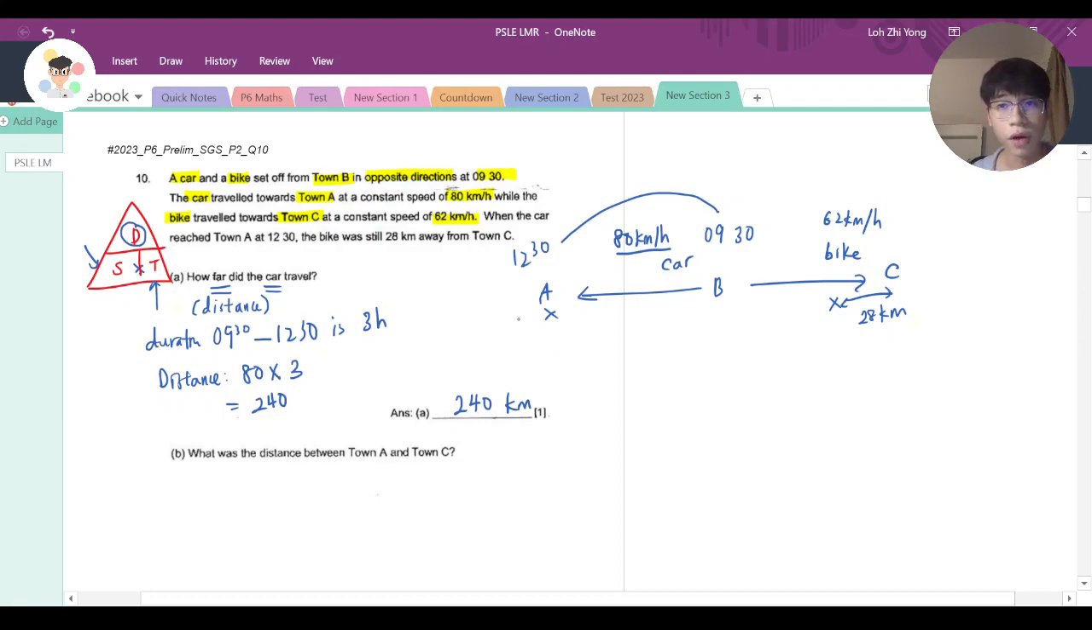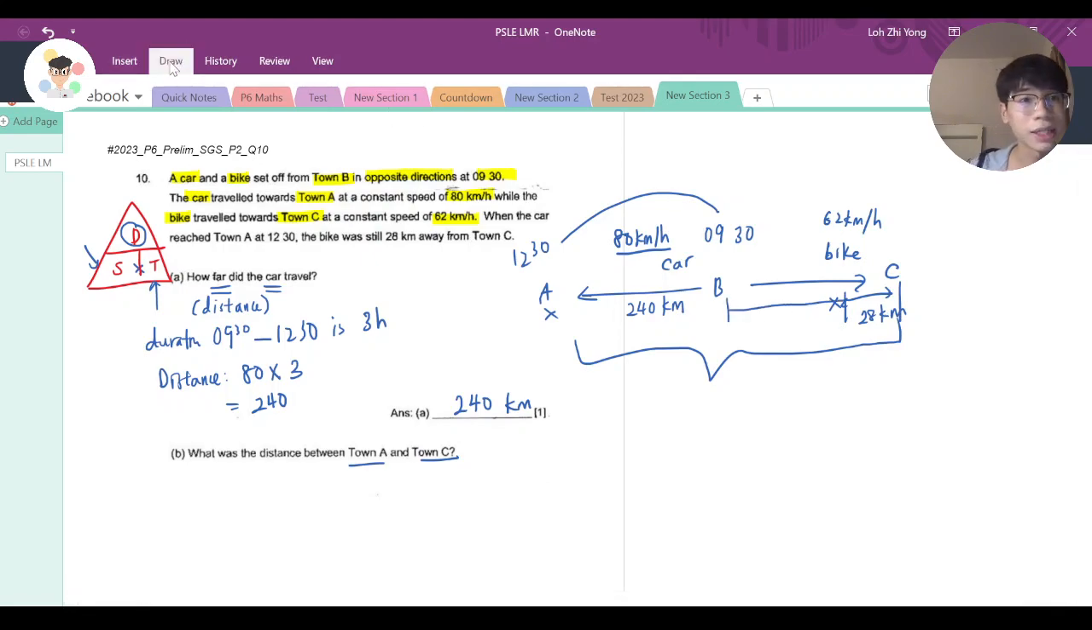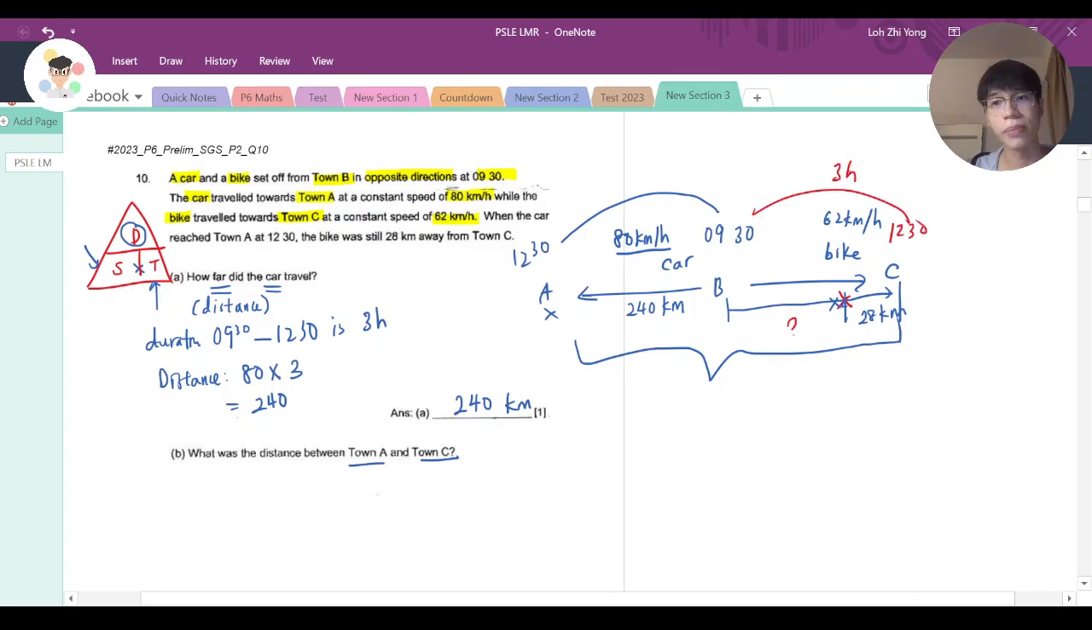Okay, let's move on to the next part. What was the distance between town A and town C? It means that now you're looking from here up to here. Here I actually know it's 240 km already. From here to here, I know it's 28. Now, what I need to look for is here to here. This part is the missing part. But you know that the bike is actually here at 12:30. So the same thing, in 3 hours, how far did the bike travel?